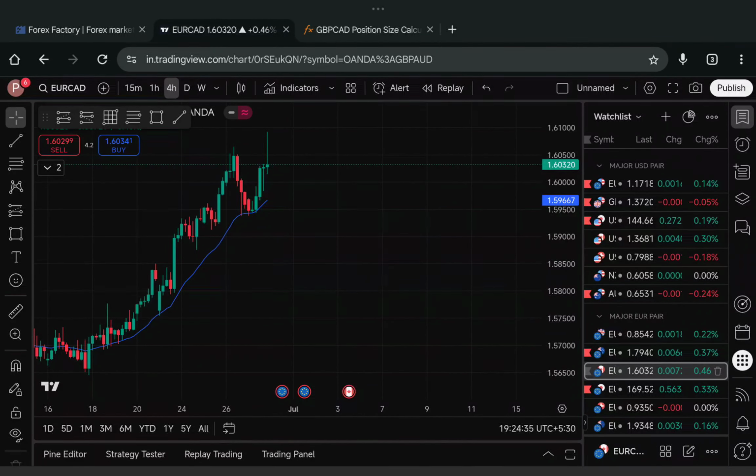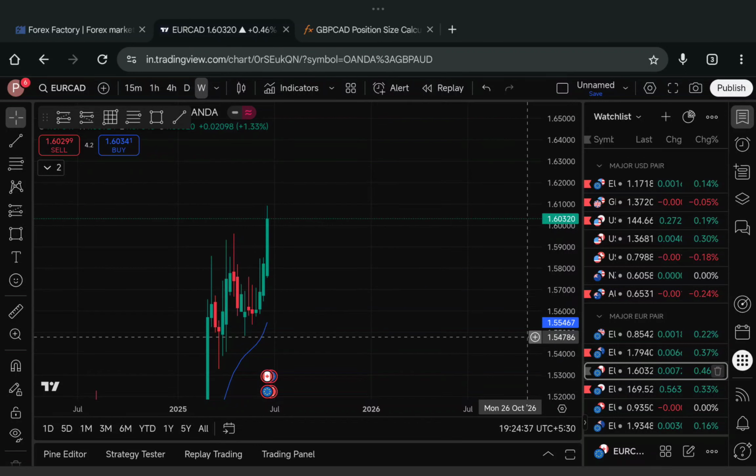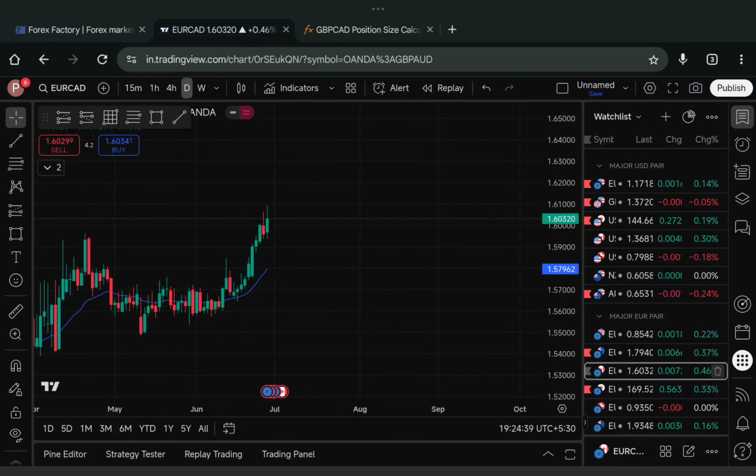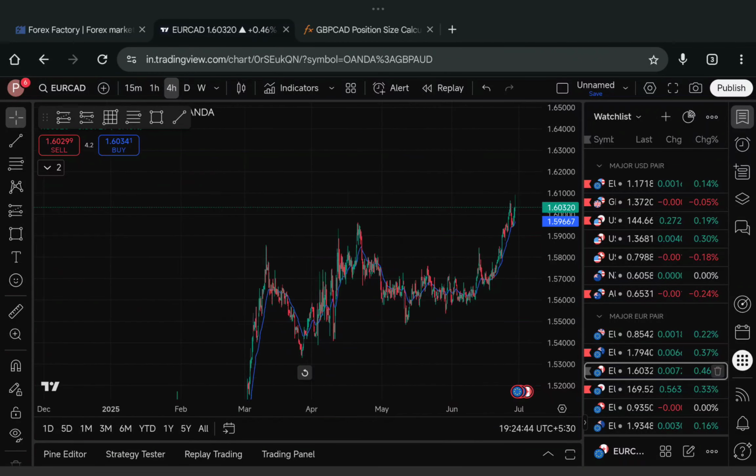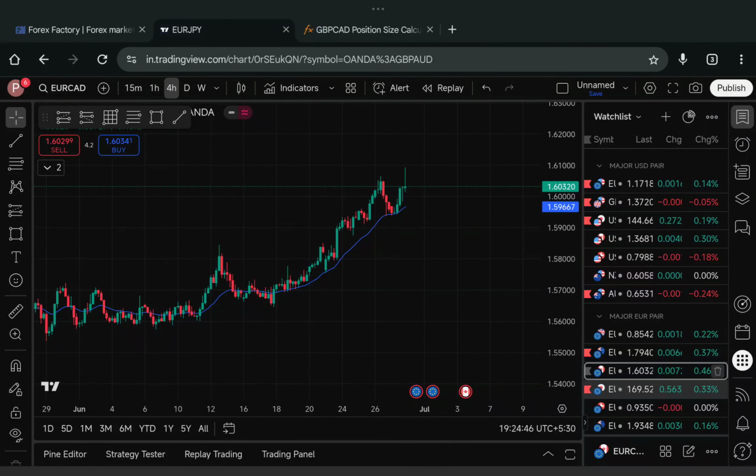Now with Euro CAD, at the weekly time frame, price is going higher and higher, and at the daily time frame it is also going high. The 4-hour time frame is going high, but there is no confirmation in it, so no trade here.